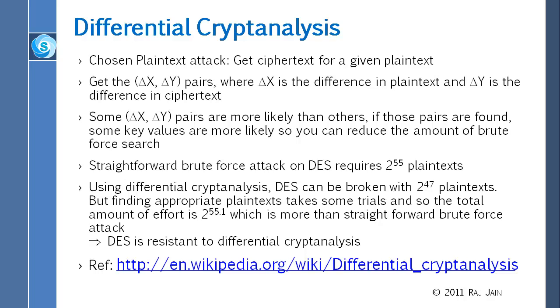It turns out that doesn't really help, because to get those 2 raised to 47 plain texts, you really need to do some work, and somebody did the calculation that if you do that work plus the 2 raised to 47 plain texts, you really end up doing 2 raised to 55.1, which is more than 2 raised to 55. So this is really very resistant to this kind of analysis.